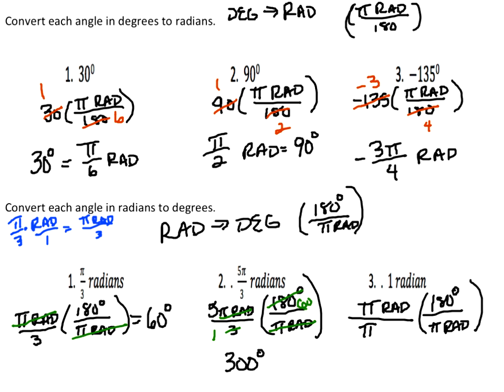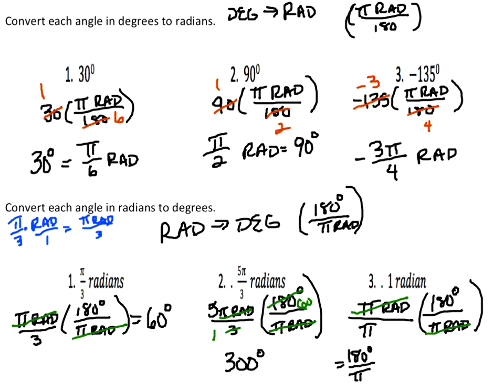And now I get that pi radians and pi radians divide out. And I have 180 degrees divided by pi. But I'm supposed to just have a number in degrees. Well, don't forget, pi is a value. It's not 1. You divide 180 literally by pi.